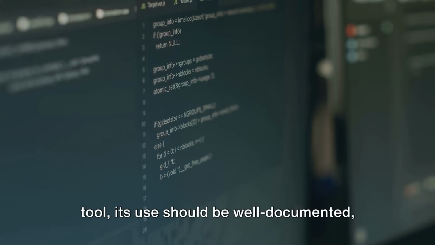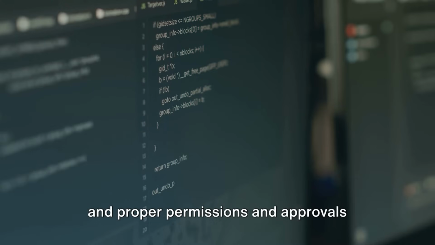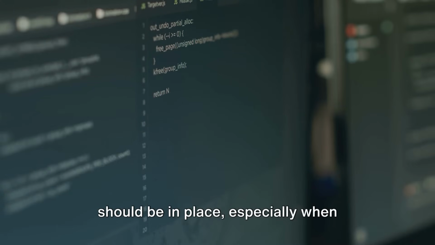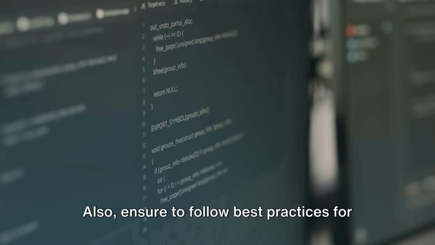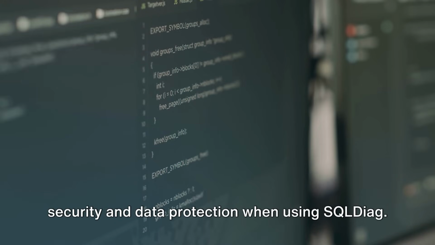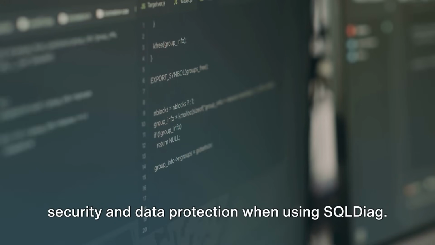Remember, while SQLDiag is a valuable tool, its use should be well documented and proper permissions and approvals should be in place, especially when collecting sensitive information. Also, ensure to follow best practices for security and data protection when using SQLDiag.